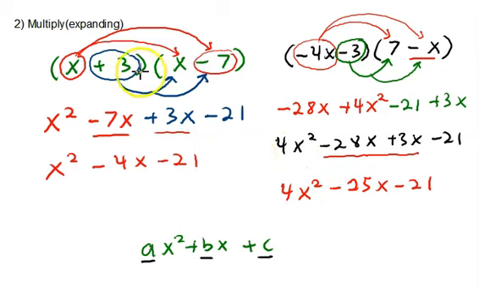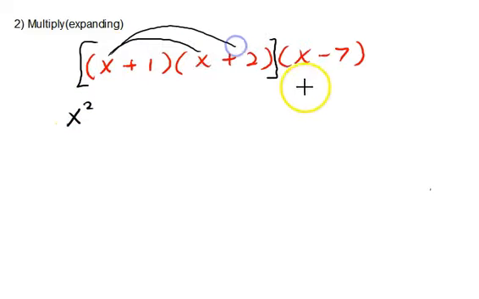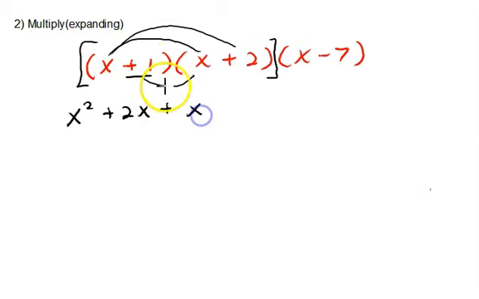Okay, how if we have a triple bracket? Okay, triple bracket such as x plus 1. Now you have there x plus 2, and we have here x minus 7. So we try to solve this one first. Okay, we try to solve this one first. So x and x, you got there about x squared. x and 2x, we got here about 2x. 1 times x, we got here about x. So 1 multiplied with 2, you got there about 2. Okay, so this is what you have solved inside the bracket.